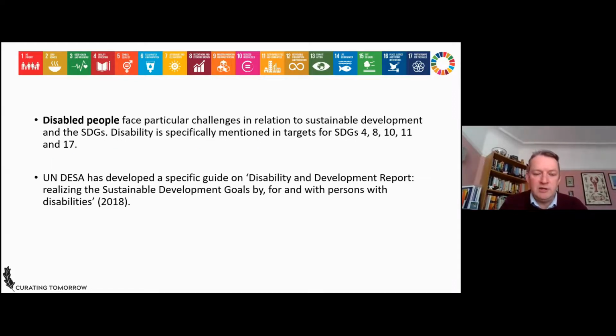And in a similar way, disabled people face particular challenges, and disabilities are specifically mentioned in targets for a number of SDGs around education, work, social inclusion, sustainable communities, and partnerships for the goals. And UN DESA has developed a specific guide on disability and development, which is a really nice one because it's titled Realising the Sustainable Development Goals by, for and with persons with disabilities.